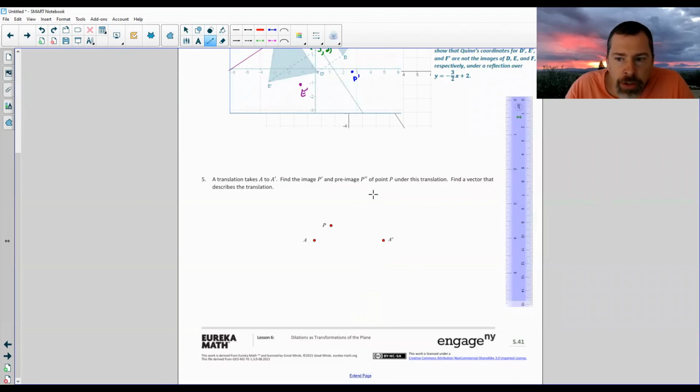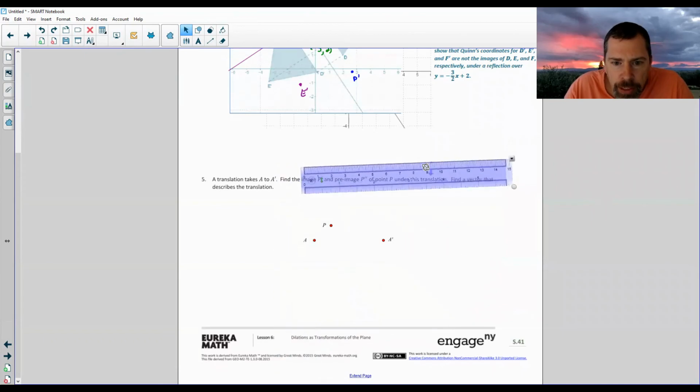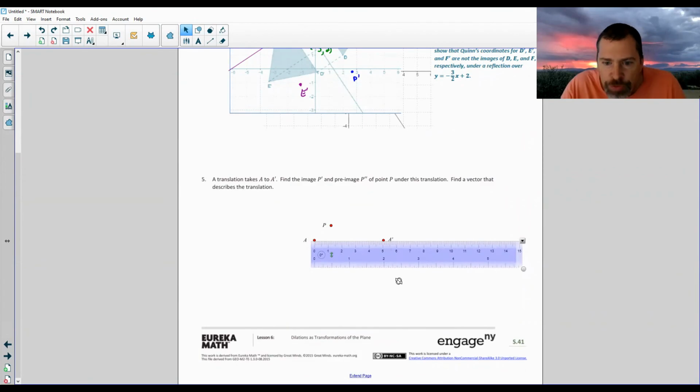In order to do this on paper, you would take your ruler and put your 0 at A, measure to A prime. It's just a smidgen over 5 centimeters. Yours would probably be different on paper. So you would need to create a vector of that length.